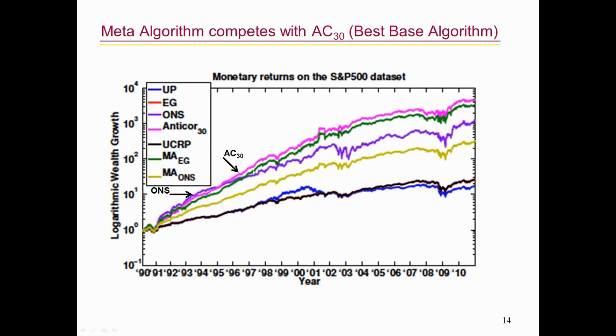Now, as time progresses, the AC30 just takes off and ONS stays below. You see the green line actually now keeps tracking the AC30 algorithm. It may not do exactly the same amount as AC30, but what we said in the regret sense is that it'll be pretty competitive, and that's something we can guarantee without knowing upfront which one is going to turn out to be a winner.